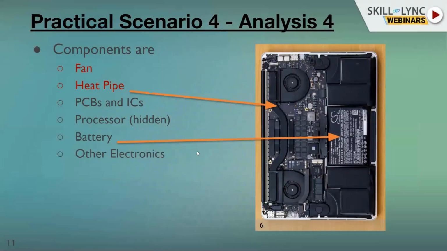This is actually a two-fan laptop. Inside a laptop, there are two fans. The black one in the middle is called a heat pipe. There are PCBs, ICs, processors that are hidden, batteries, and other electronics. So, fans, heat pipes.